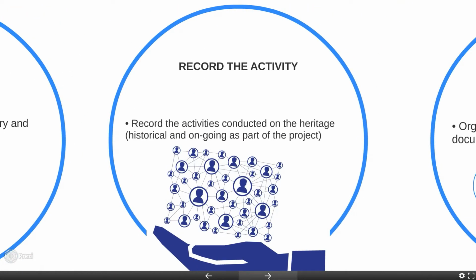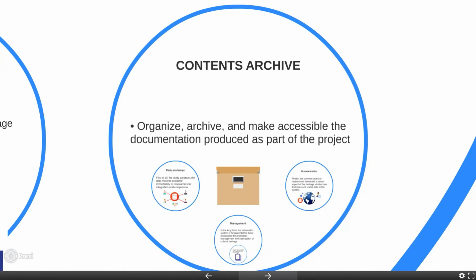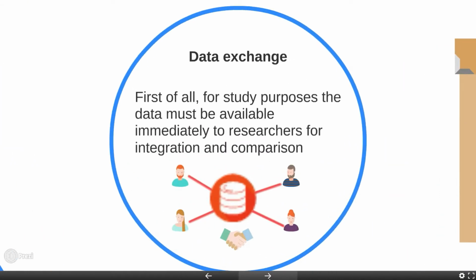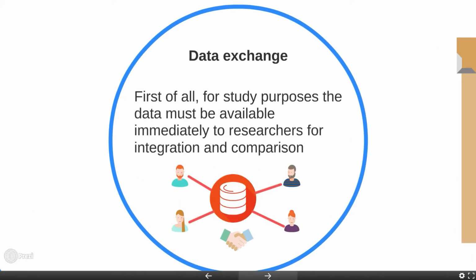The information system was designed to identify the heritage both in its geometry and through its description, track all the activities carried out on the heritage, and organize, archive and make accessible the documentation produced as part of the project. The first goal of the system is to be used as an exchange platform by team members, because the uploaded information is immediately available for researchers for integration and comparison.